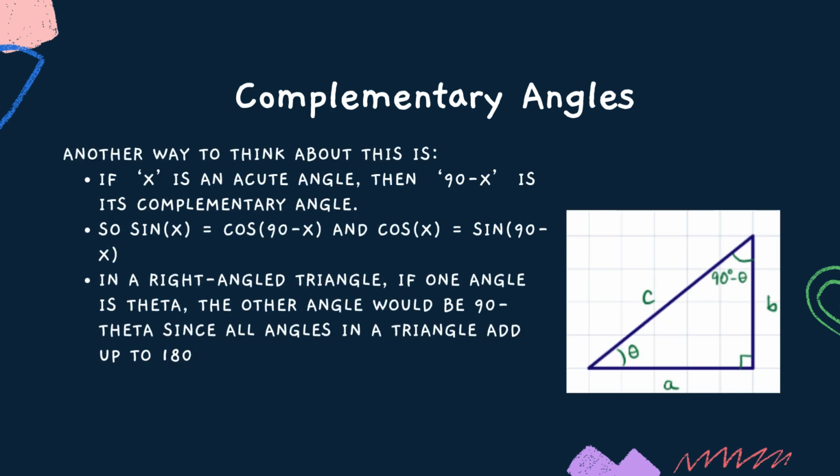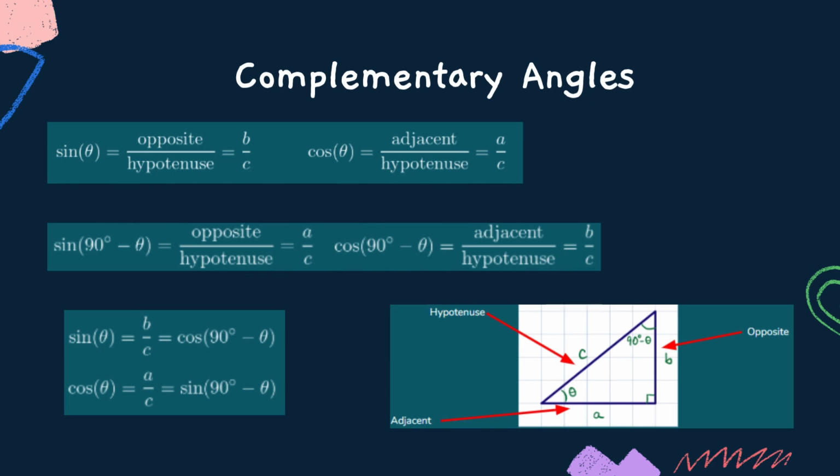Another way to think of these complementary angles is to think that if theta or x is the acute angle, then its complementary angle would be 90 minus x or 90 minus theta. So we get sine x is equal to cosine of 90 minus x, and cosine of x is sine of 90 minus x. In a right-angled triangle, if one angle is theta, the other angle would be 90 minus theta, since all angles in a triangle add up to 180. Take a look at the values of theta and its complementary angle of 90 minus theta, and how we can prove that they are complementary.